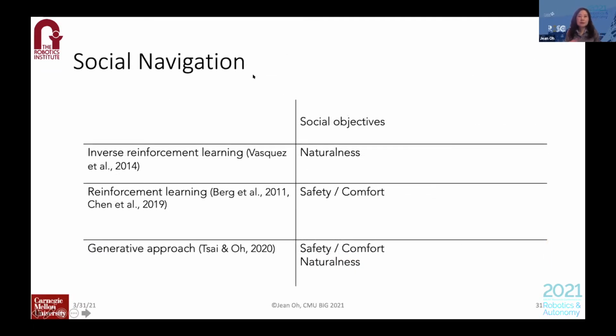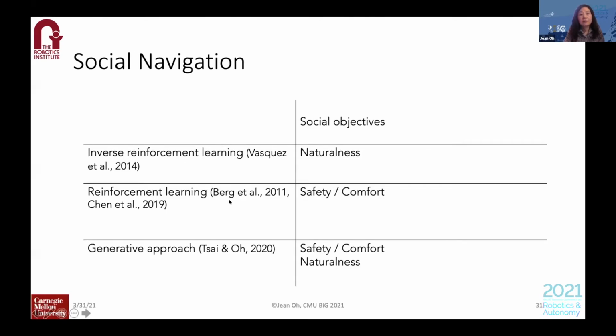All right, so under social navigation algorithms, again, many different ideas have been tried. And just for today's talk, I included only three big areas. One is using learning from demonstration. Inverse reinforcement learning is watching people doing the same task and then trying to recover the reward or penalty function. Naturally, the objective for this type of approach is more focused on naturalness because it's learning from the human's natural behavior.